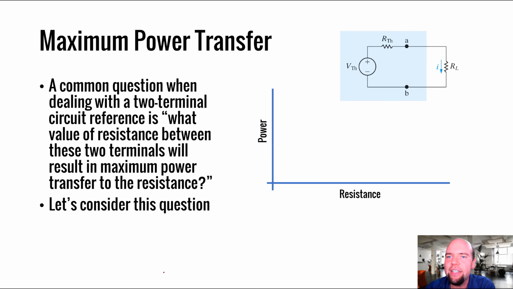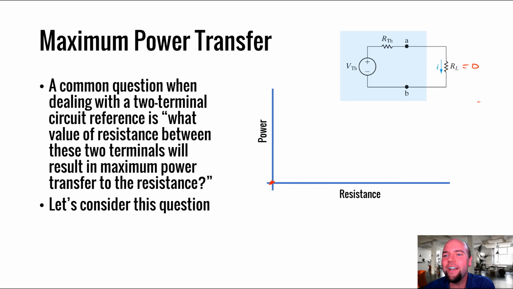Well, let's consider the case where RL equals 0. What's the power dissipated by this resistor when the resistance is equal to 0? Well, we know that power is equal to I squared R, and in this case, I is going to be VTH over RTH, so I is going to be finite, but R is 0, so the power is going to be 0. So in the case of resistor 0, the power is going to be 0, unfortunately. I was hoping it would be something other than 0. Let's try another case.